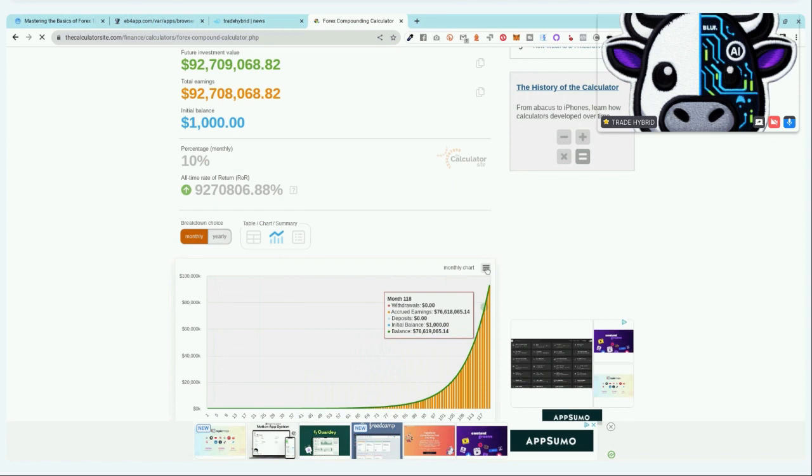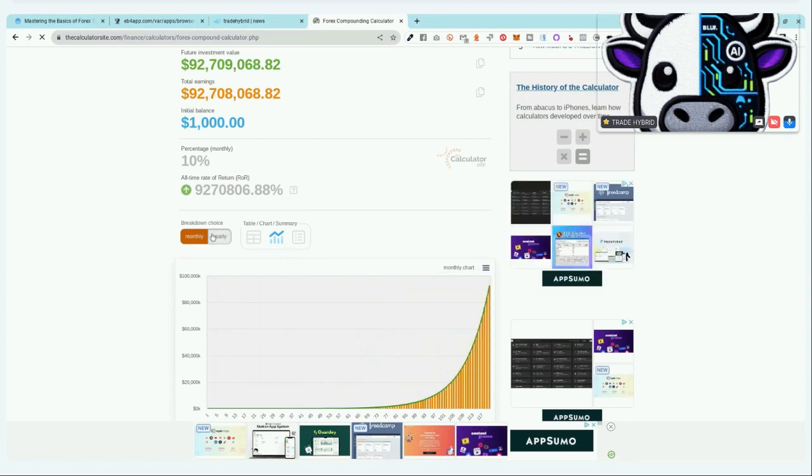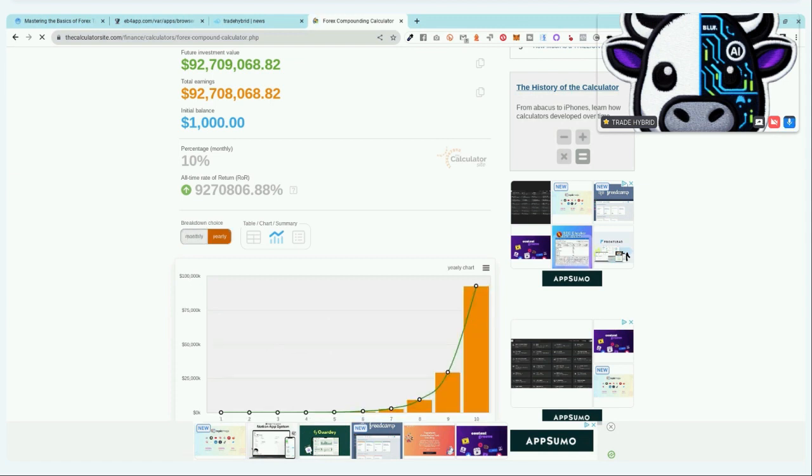Now, I like to look at the charts so you can see this happening, because it's really cool. You go from zero really quick. Let me go to a monthly chart. 0 to 100 really quick, man. It's amazing. I love it, and you will too.